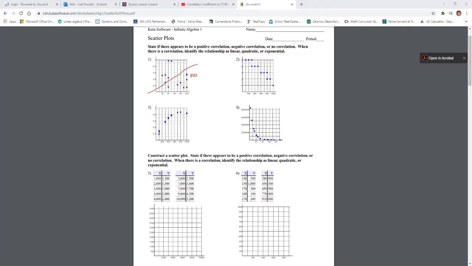No correlation. If you look at number 2, I don't know about you, but I can sort of see a pattern here. As x gets larger, it appears to me that the y values are going down, generally speaking. So this would have a negative correlation, and this appears to be linear.